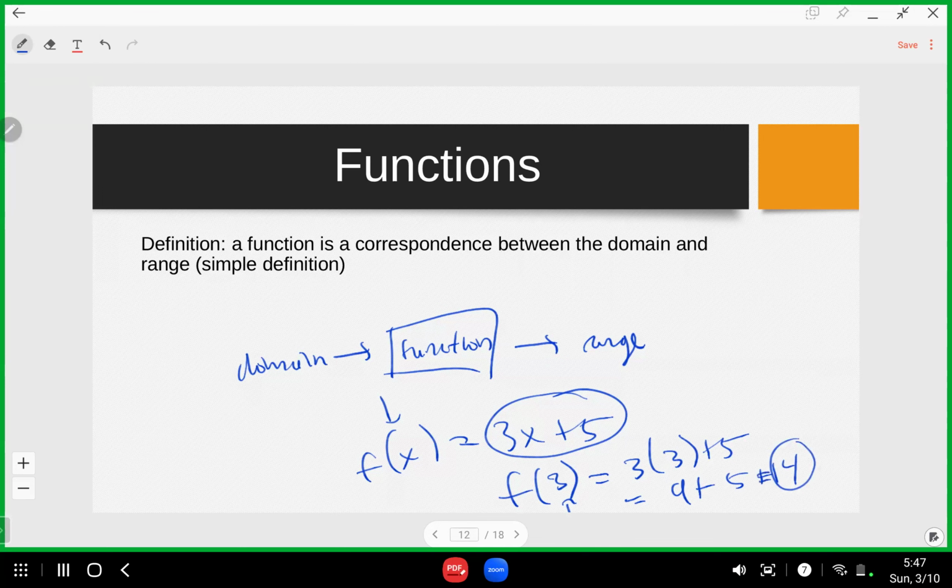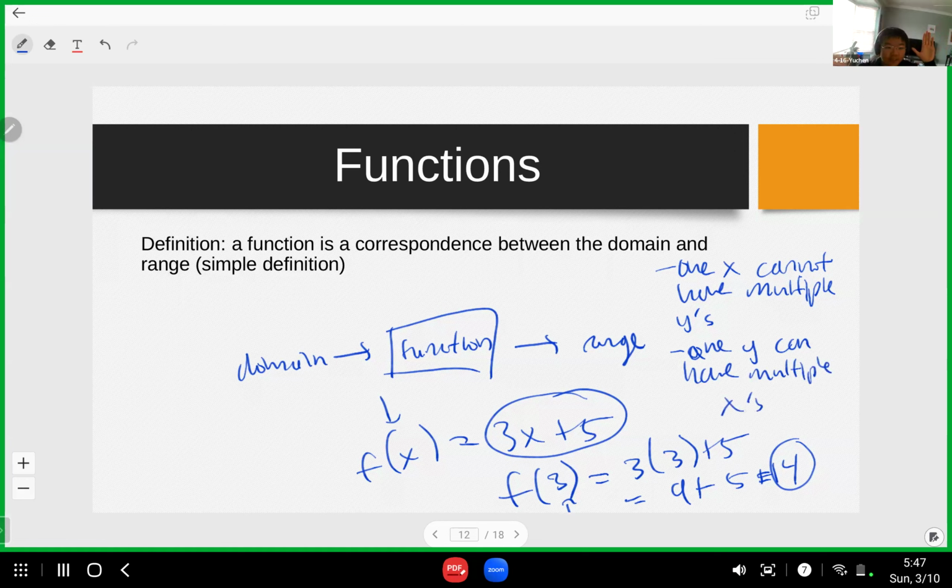Now let's talk about some specific things that you can't do with functions. So, 1 x cannot have multiple y's, but one y can have multiple domains or x's. I think I've learned this before, like one input cannot map to multiple outputs, but multiple inputs can map to one output. Yeah, that's it.